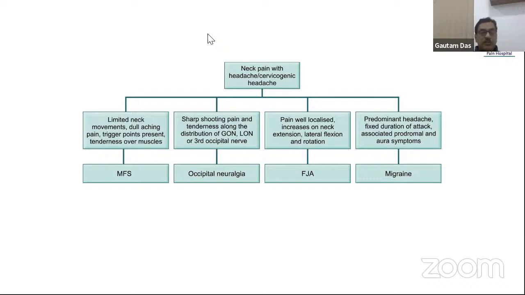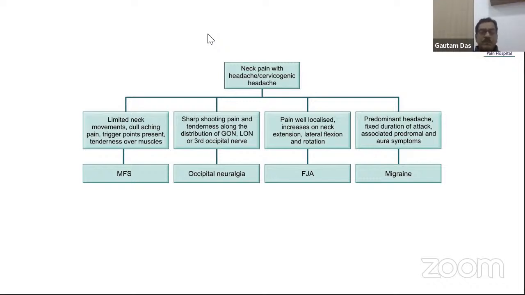Definitely migraine is not called cervicogenic headache, but migraine is one of the very important differential diagnoses, because in many migraines the pain starts from the neck, and there is every reason why the migraine will be confused with the cervicogenic headache. So it comes in as a very important differential diagnosis. Diagnostic features are similar, but these are the few things where the neck pain is there with the headache.